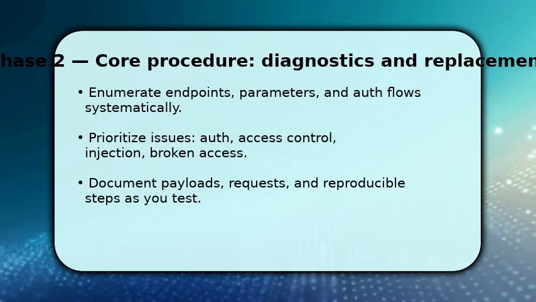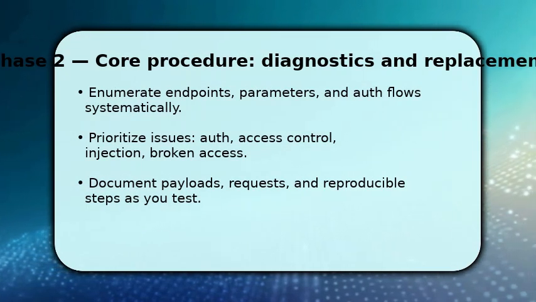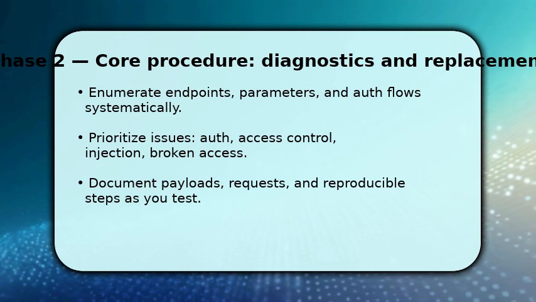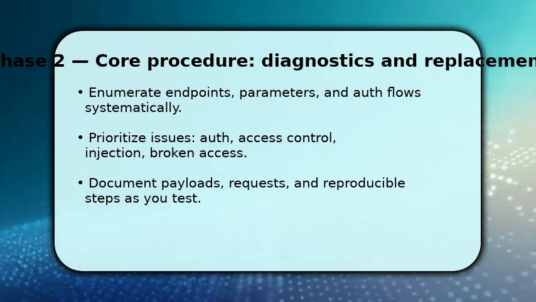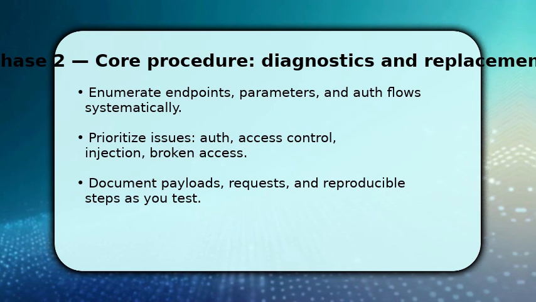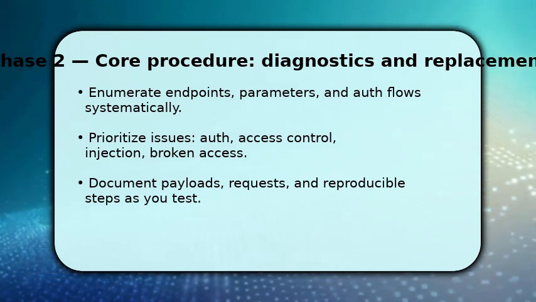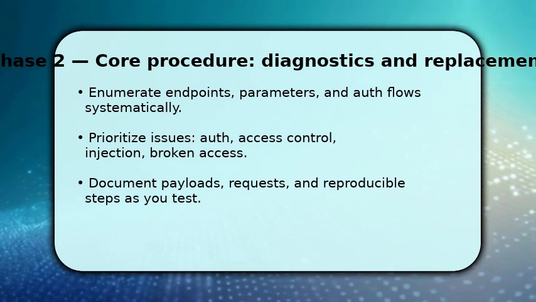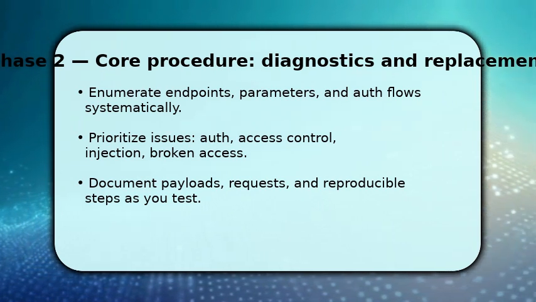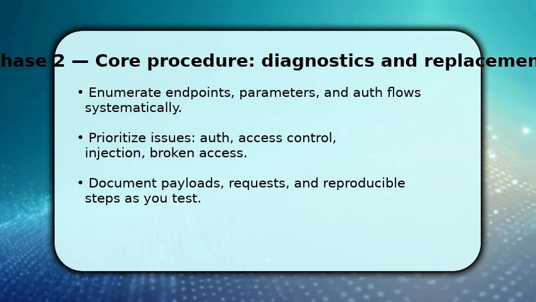You move into methodical testing. Enumerate endpoints, parameters, and authentication flows so you can focus where it matters. Use automated scans to find surface issues, then manual checks for logic, auth bypasses, injections, and broken access controls. These yield higher rewards. While testing, capture each request, response, and payload.